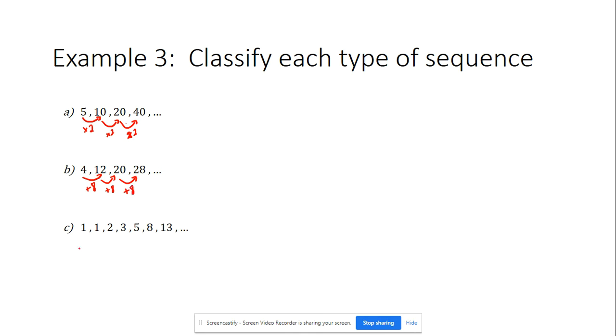In this one over here, it's something different. What I'm going to say is that we add the previous 2 terms. So what this is getting at is we have 3 different patterns. The first one, when we're constantly multiplying by the same thing, we call this a geometric sequence.